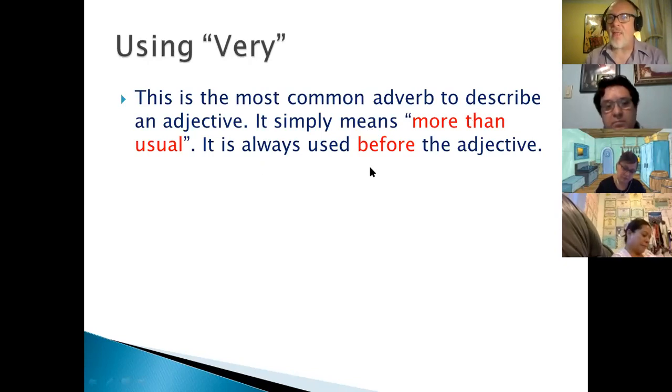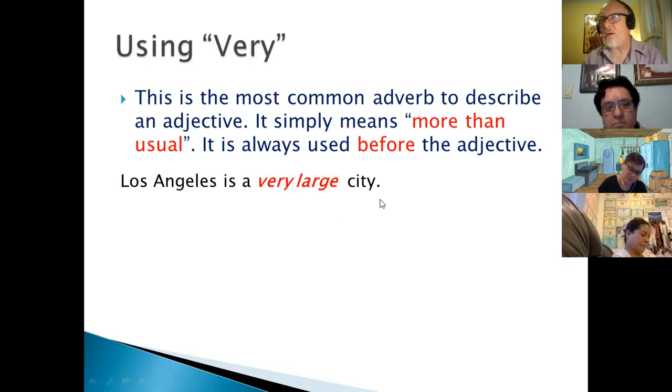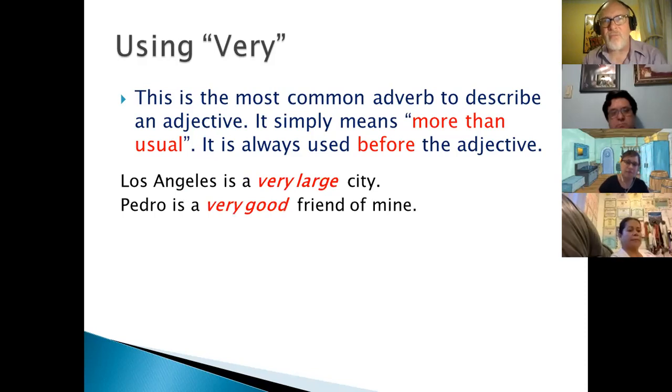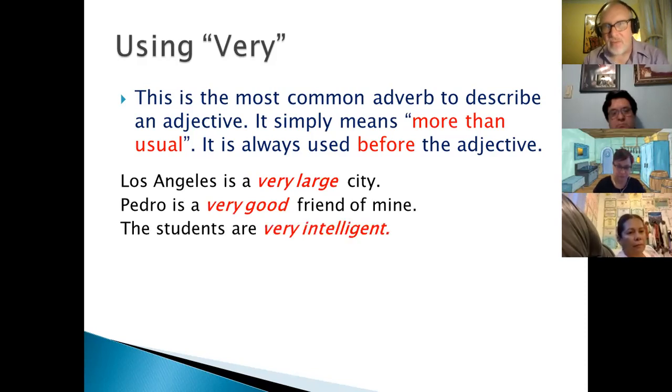It is used before the adjective. So, for example, Los Angeles is a very large city, right? San Francisco is a large city. Los Angeles is a very large city. Very large. Pedro is a very good friend of mine. Very good. Again, adjective with an adverb. The students are very intelligent. Nothing too crazy here, right? This is all very level 1 stuff, right?